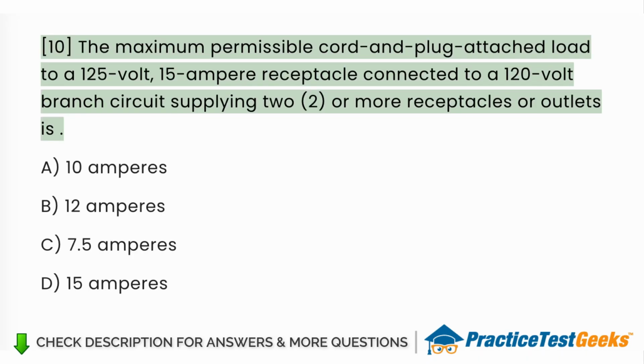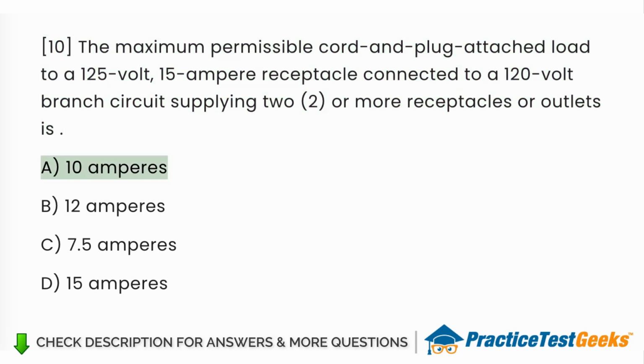The maximum permissible cord-and-plug attached load to a 125-volt, 15-ampere receptacle connected to a 120-volt branch circuit supplying 2 or more receptacles or outlets is A. 10 amperes. B. 12 amperes. C. 7.5 amperes. D. 15 amperes.